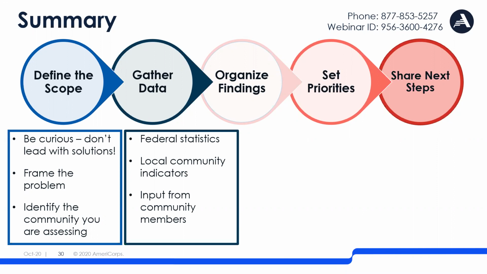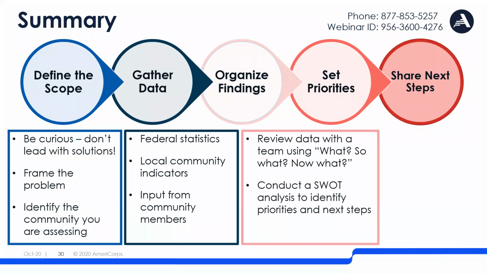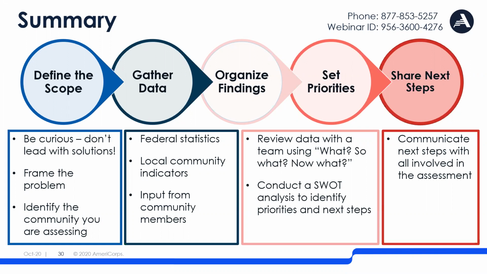Look at relevant federal statistics, seek local indicators, and provide community members with a variety of avenues to share their experiences. Review your data with a team of people using the what, so what, now what model, and identify your priorities using a SWOT analysis and your organization's core documents and values. Conclude by communicating your next steps to all the individuals involved with your assessment. And remember, the success of your project is dependent upon your alignment with community needs. When your project doesn't seem to be catching steam, return to the community, find out what you're missing.